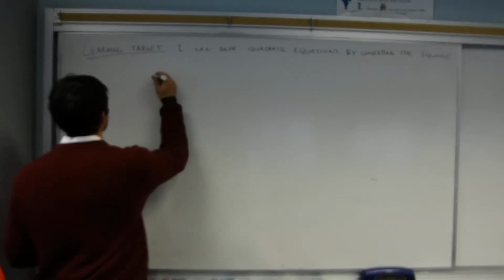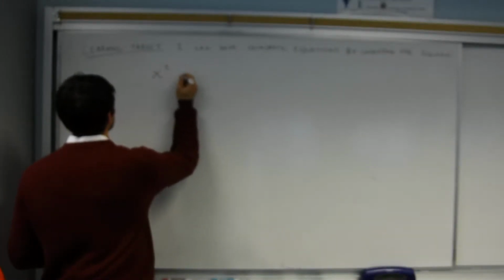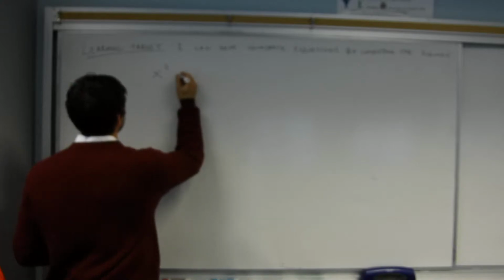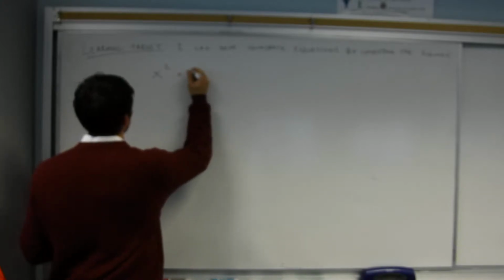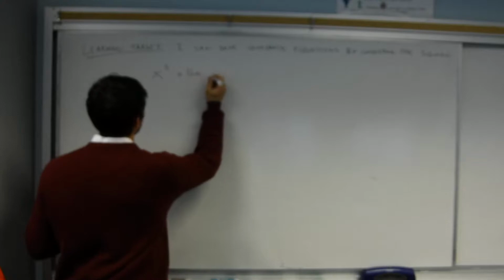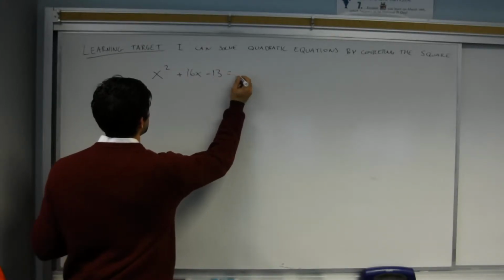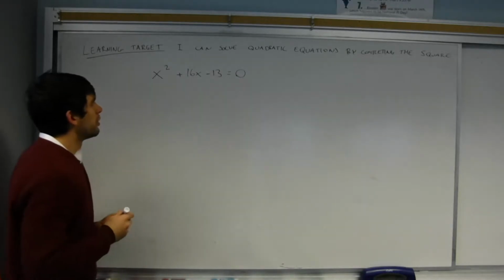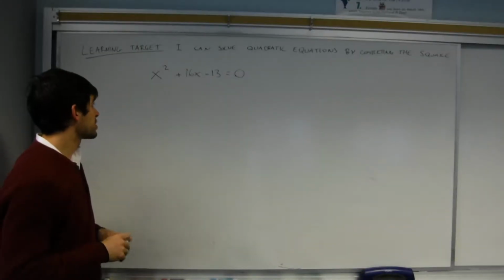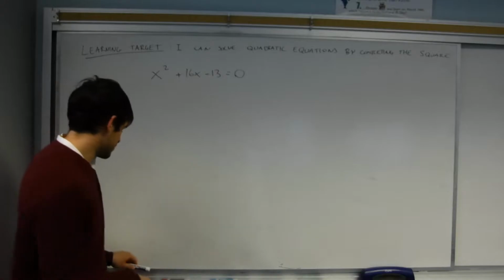Suppose we have x squared plus 16x minus 13 is equal to 0. So first things first, let's see if we can factor this.